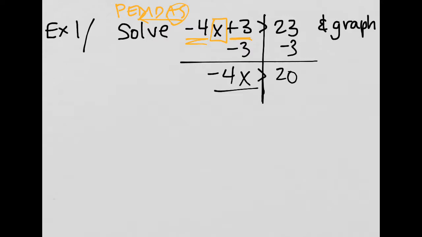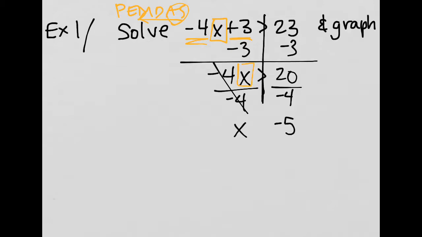Now I'm still solving for x. Undo multiplication with division. Keep that negative with it. This is going to cancel. Okay, now, 20 divided by negative 4 is going to be a negative 5. Before I can actually answer this, we have to learn a little rule here.